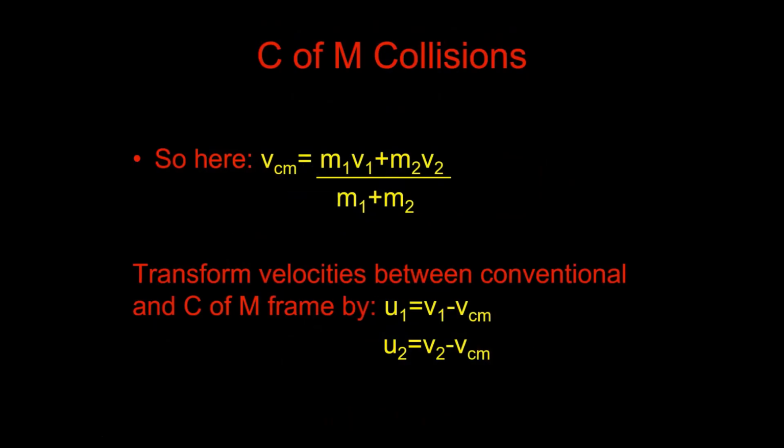So essentially, your center of mass reference frame is the same calculation again if we're talking about C of m. So m1 v1 plus m2 v2 over m1 plus m2. The only thing you'd have to do is introduce this translation of u1 and u2.